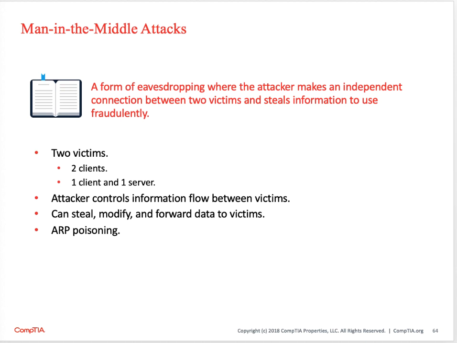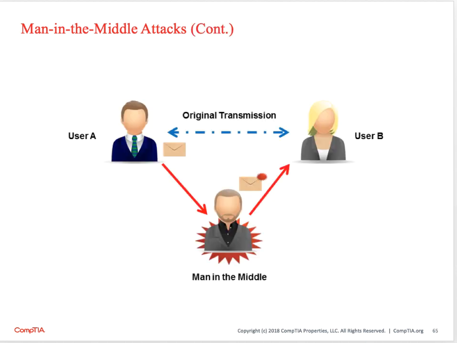So in the scenario, we have an original transmission between user A and user B. However, the man in the middle, the attacker, intercepts the packets from user A that are destined for user B, modifies the packets to include something malicious or fraudulent, and then forwards that modified packet to user B as the original sender.